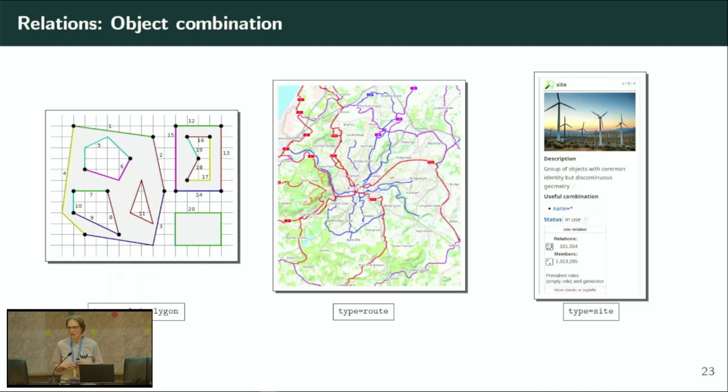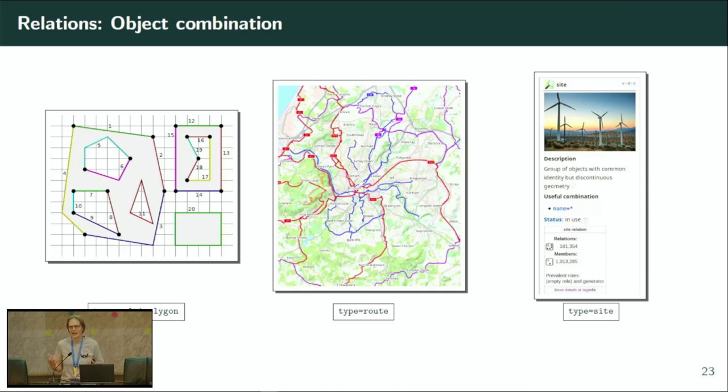Routes is the other thing which is really well supported. As I said, cycling, hiking routes. So we have a very good idea also what the different roles are, if you have a route which splits up and so on. That's working well. But if you get to the third most used relation, which is type site, at least for the object combination, it already gets complicated. Because you see the description on the wiki says, group of objects with a common identity with discontinuous geometry. And this is really, really fuzzy.